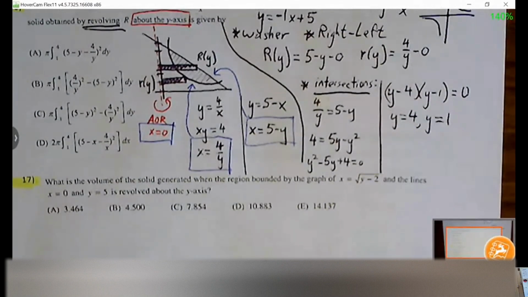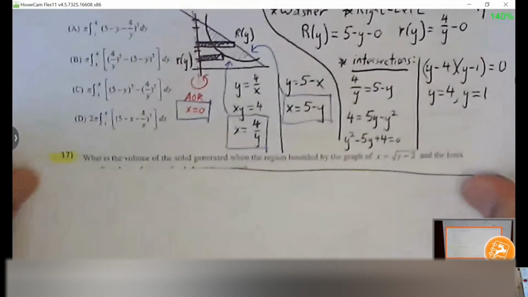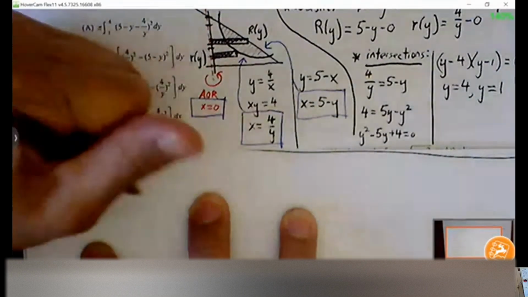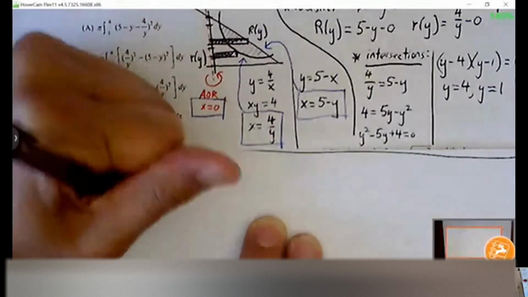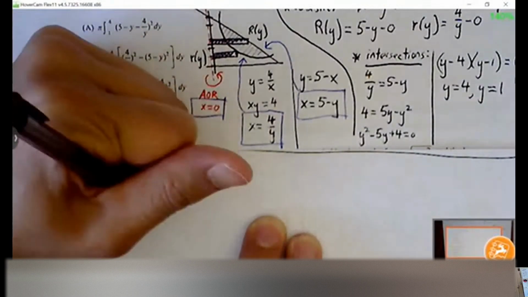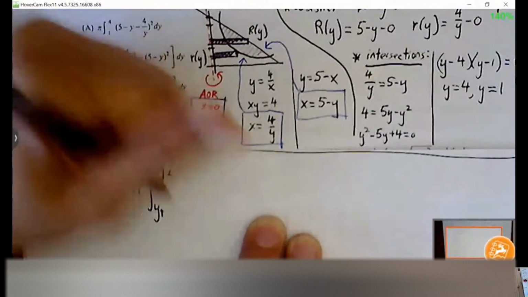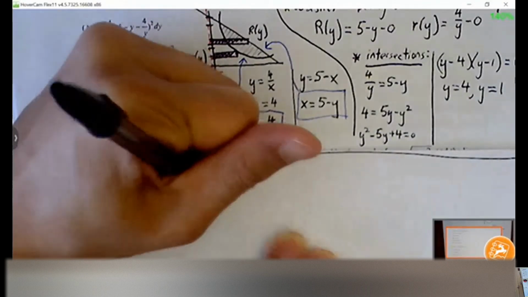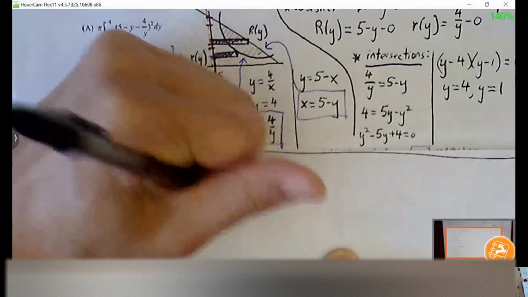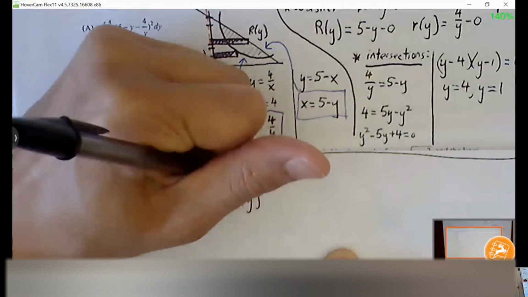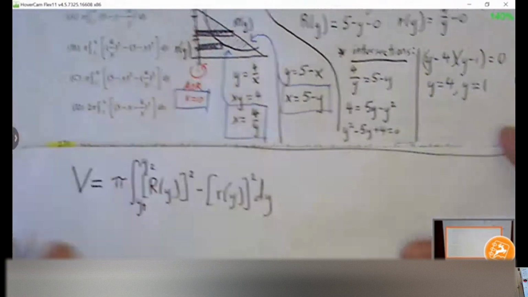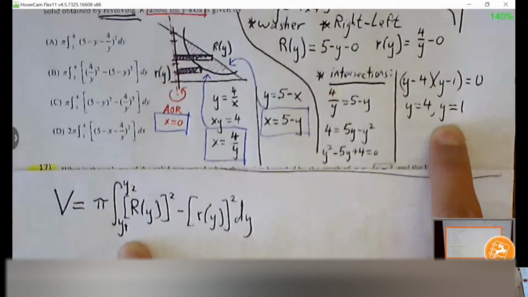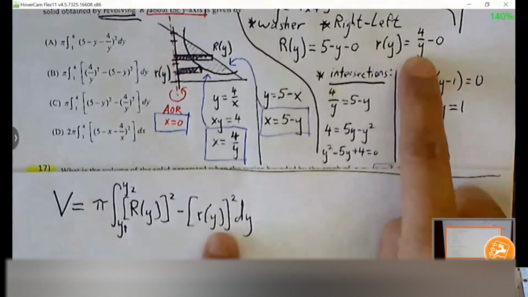I'm running out of room here, so I'm just going to put this on a separate sheet. I know I'm going to be filling this information into my volume formula. My bounds from 1 to 4, big R is 5 minus y, little r is 4 over y.